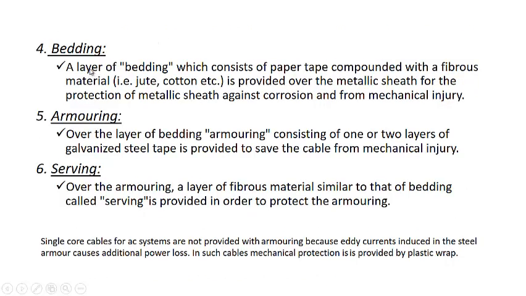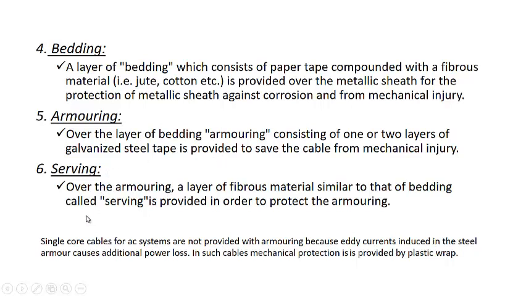Now another is the bedding. A layer of bedding, which consists of paper tape compounded with fibrous material, maybe jute or cotton, is provided over the metallic sheath for protection of the metallic sheath against corrosion and mechanical injury. Over the layer of bedding, we have armoring, consisting of one or two layers of galvanized steel tape, which is provided to save the cable from mechanical injury.